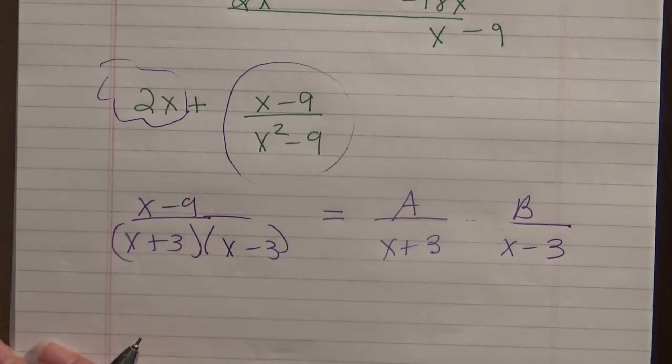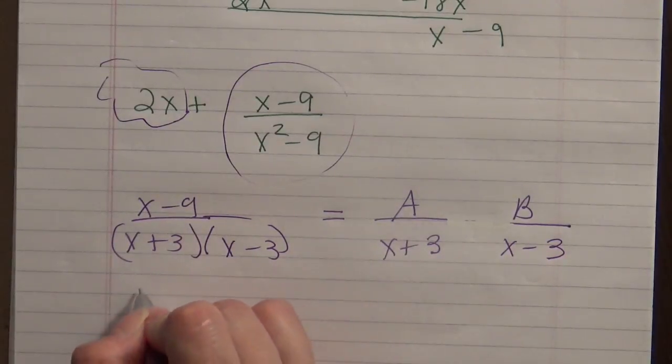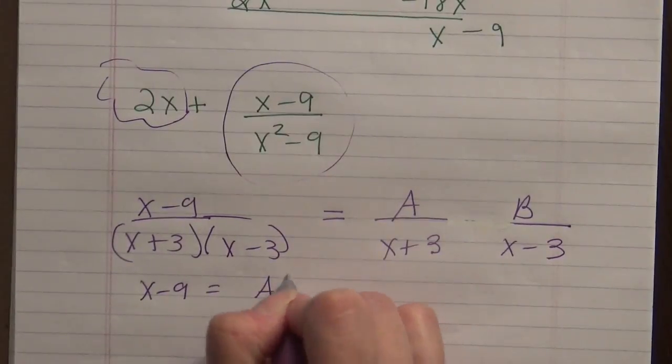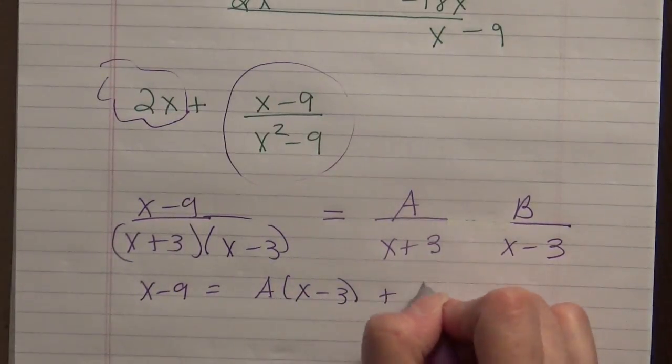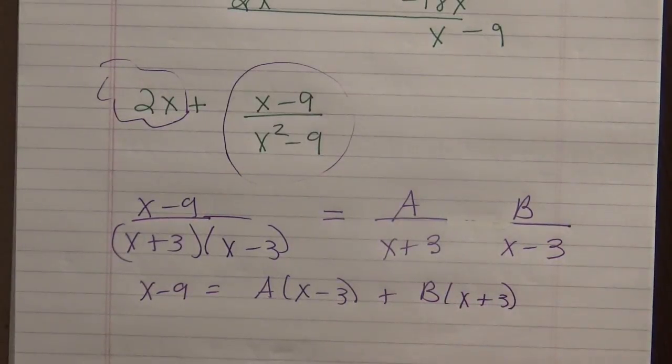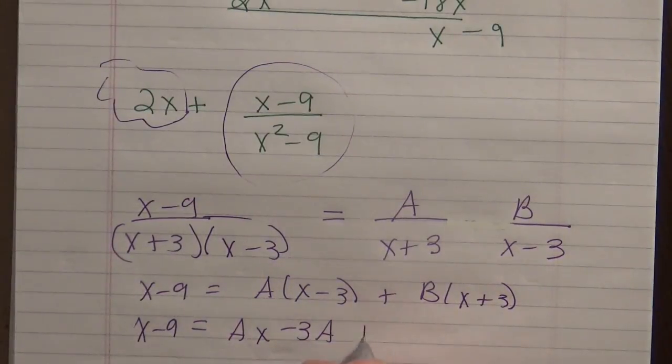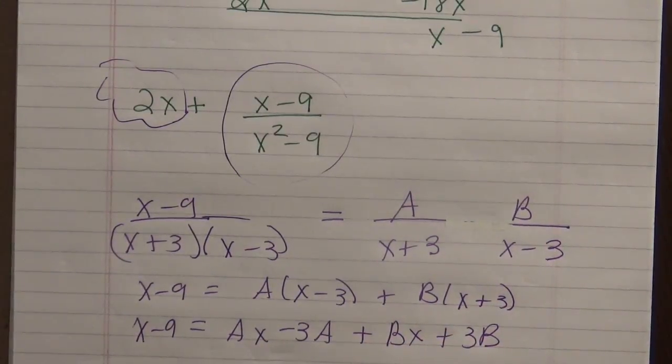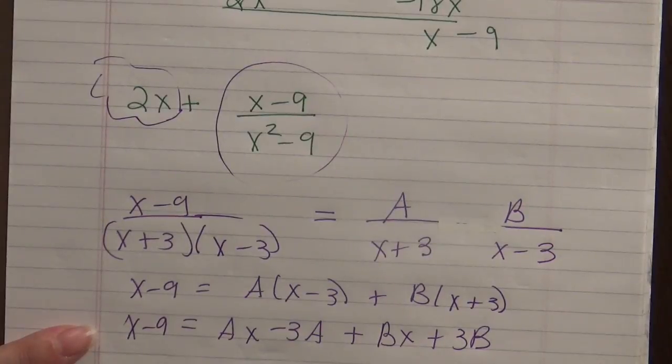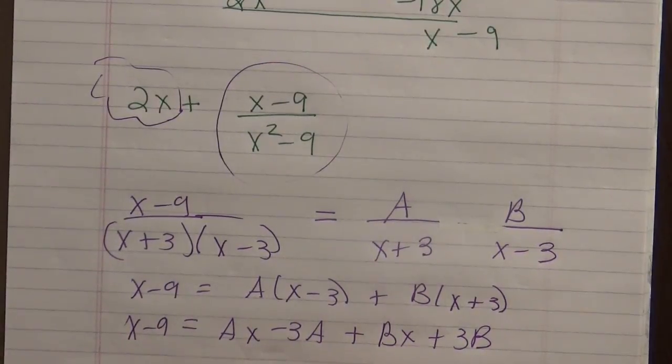So my LCD is x plus 3 times x minus 3. I'll multiply both sides by the LCD. I'll have x minus 9 equals A times x minus 3 plus B times x plus 3. I can now distribute: Ax minus 3A plus Bx plus 3B, and I can set up my system of equations. On the left side the coefficient of x is 1, so I've got 1 equals, on the right side the coefficients are A plus B. And then for the constants I've got negative 9 on the left equals negative 3A plus 3B on the right.